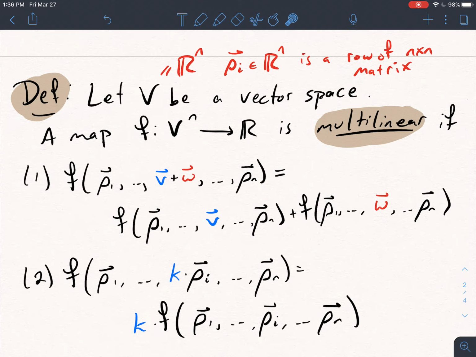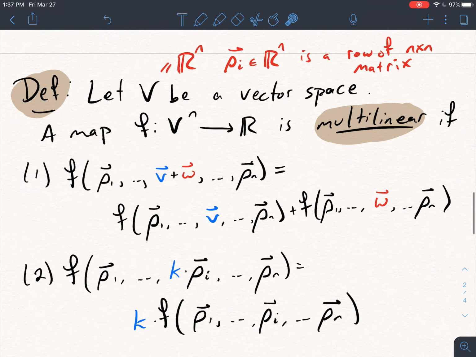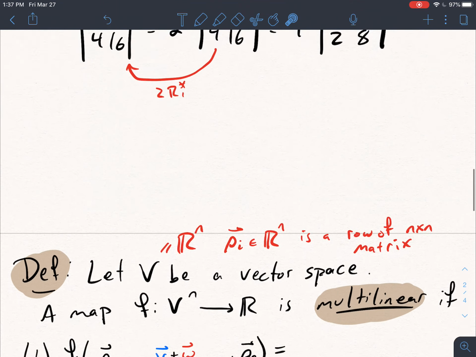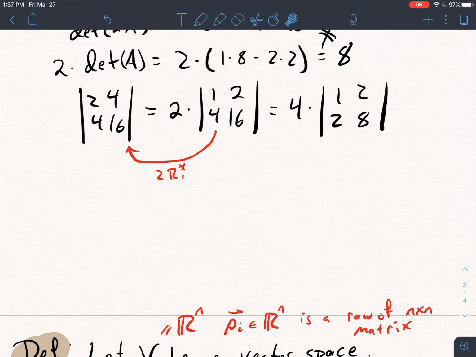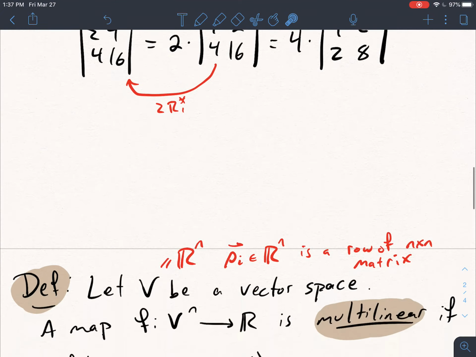And then the second part of the definition says that if I have one row being multiplied by a constant, then I can factor that constant out of the entire matrix, well, f of that matrix. And this we've already done an example. This is exactly the property that I was doing over here. So this says that if one row is 2 times a different row, then I can factor out 2 from the determinant here.